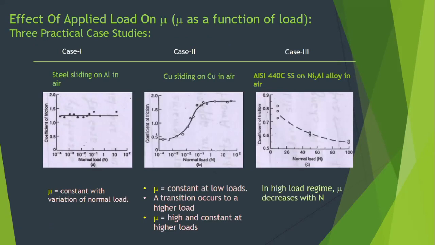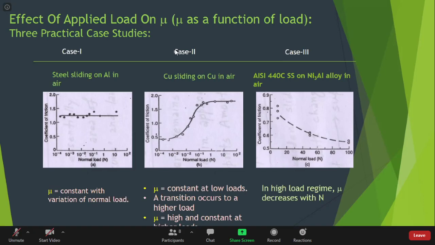Effect of applied load on coefficient of friction. The coefficient of friction as a function of load for a steel slider on unlubricated aluminum is shown in the first figure. The coefficient of friction remains essentially constant, although the load is varied by a factor of 10 to the power 5.